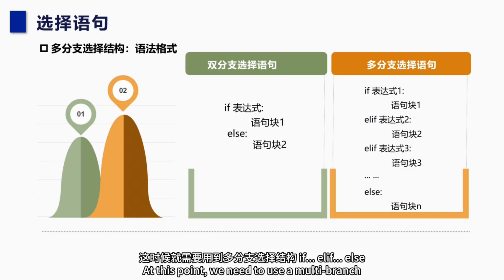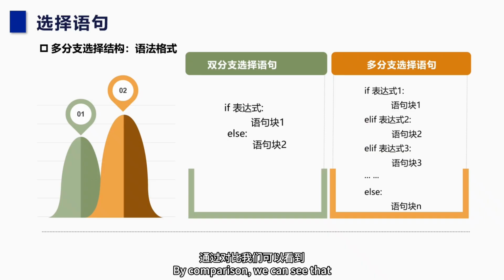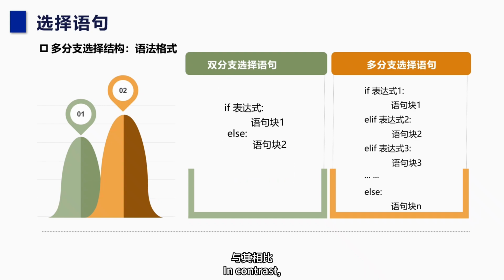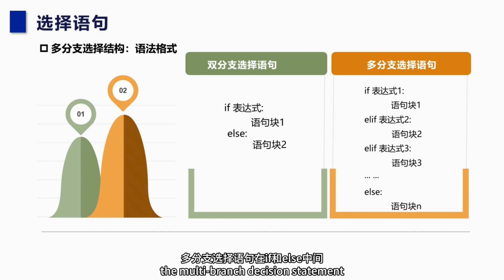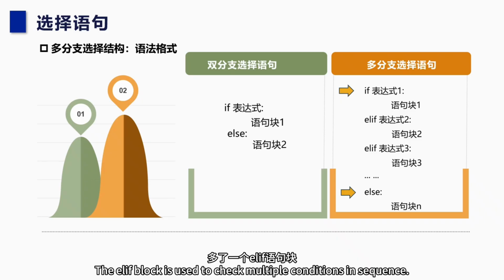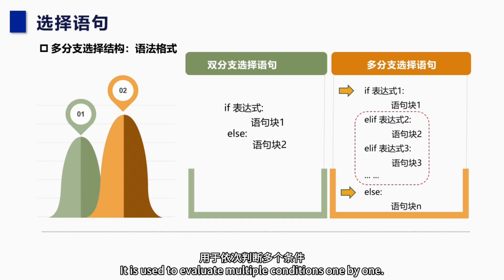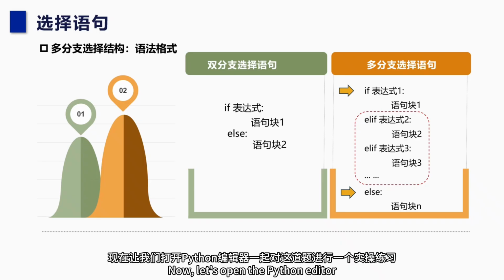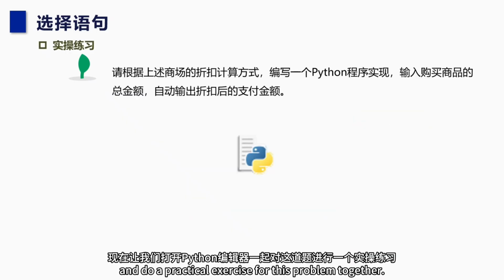At this point, we need to use a multi-branch decision structure, if, elif, else. By comparison, we can see that the two-branch decision statement only has the if and else blocks. In contrast, the multi-branch decision statement has an additional elif block between if and else. The elif block is used to check multiple conditions in sequence, evaluating them one by one. Now, let's open the Python editor and do a practical exercise for this problem together.